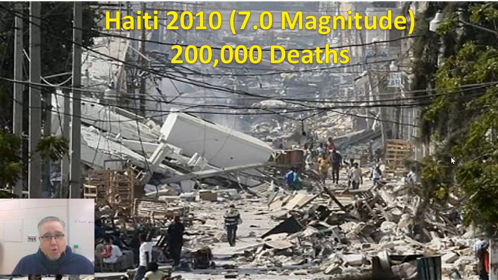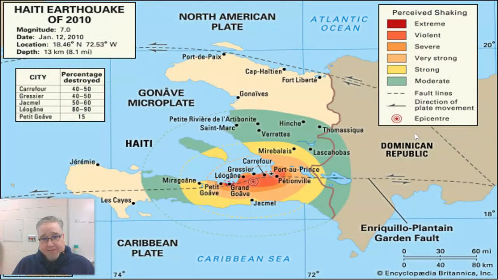There's a couple of earthquakes that I'd like to mention that I think have some historic value, and they occurred fairly recently. The first one was an earthquake that happened in Haiti in 2010. This one had a magnitude 7 on the Richter scale, but it did result in 200,000 deaths. And the reason why it resulted in so much death is basically because of where it occurred.